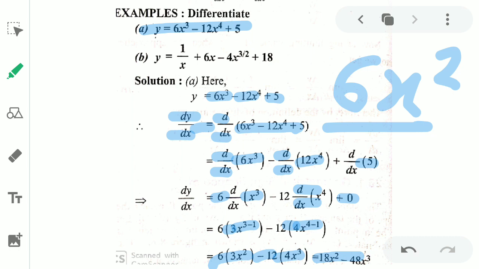Okay student, similarly you also solve, try that example on your own. Okay student, so thank you.